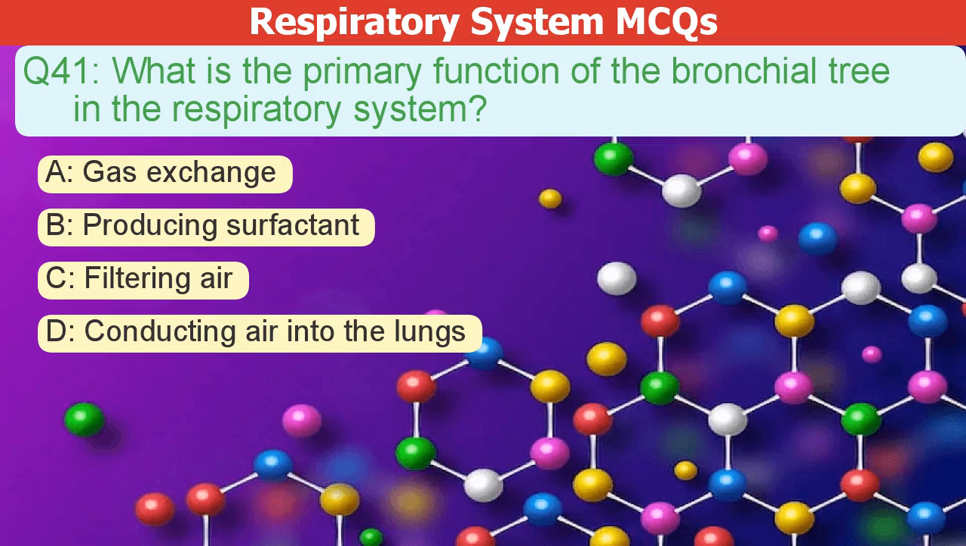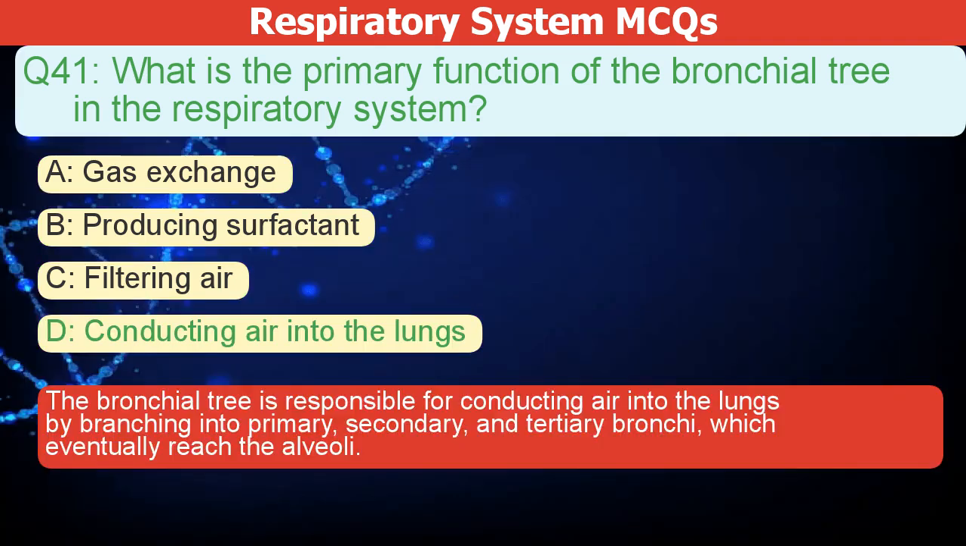A. Gas exchange. B. Producing surfactant. C. Filtering air. D. Conducting air into the lungs. The correct answer is D. The bronchial tree is responsible for conducting air into the lungs by branching into primary, secondary, and tertiary bronchi, which eventually reach the alveoli.